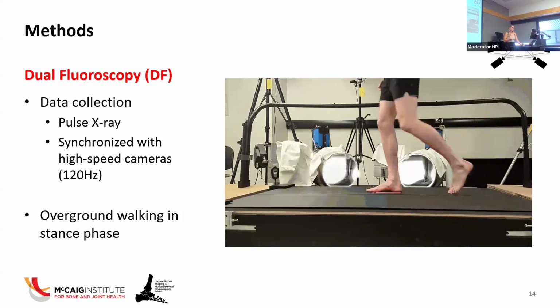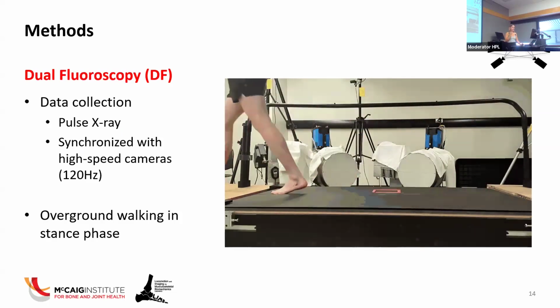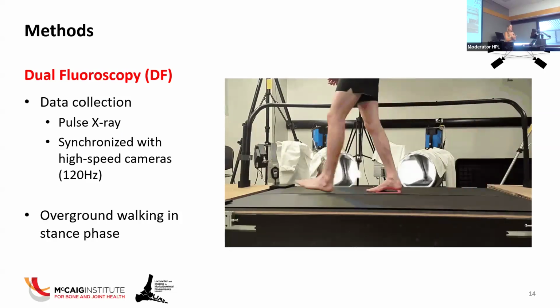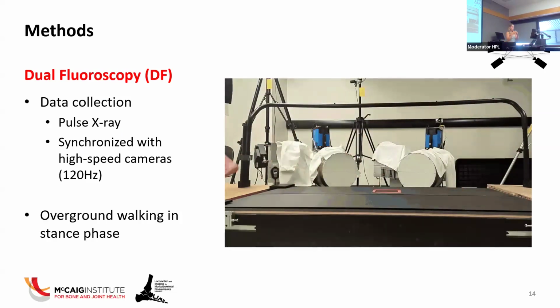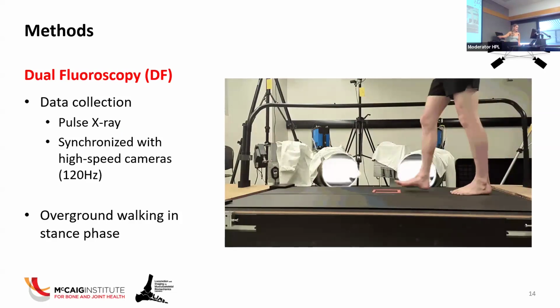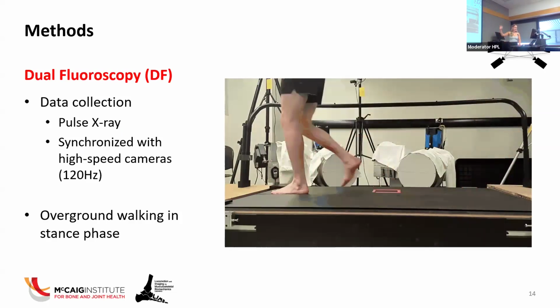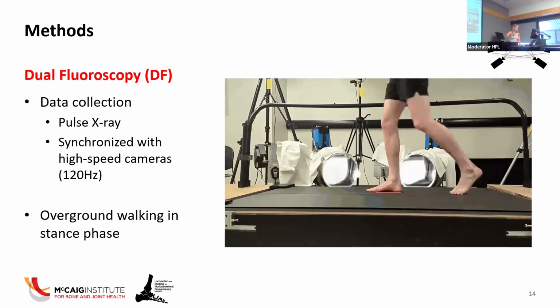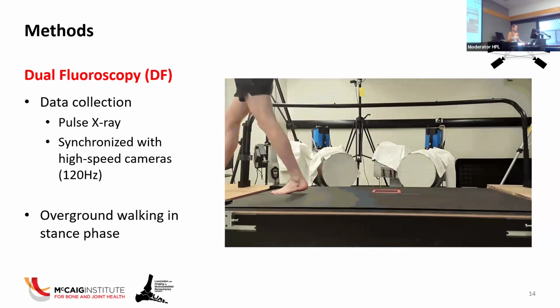Now, the dual fluoroscopy data collection is an overground walking. We don't actually use that treadmill, as we mentioned, and we have those X-rays that shoot out from the emitters, and we capture them within that field of view. So we can see as this person walks across the treadmill, they heel strike at the outside of that orange box, and then we get all of stance phase onto toe off, and that is our field of view.